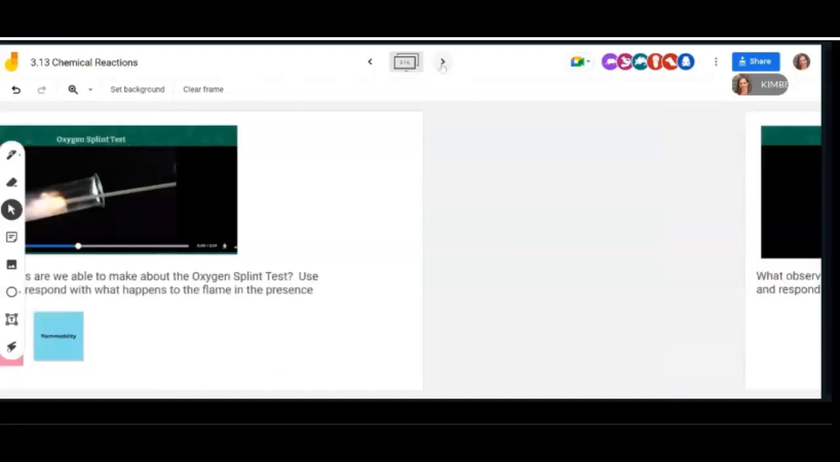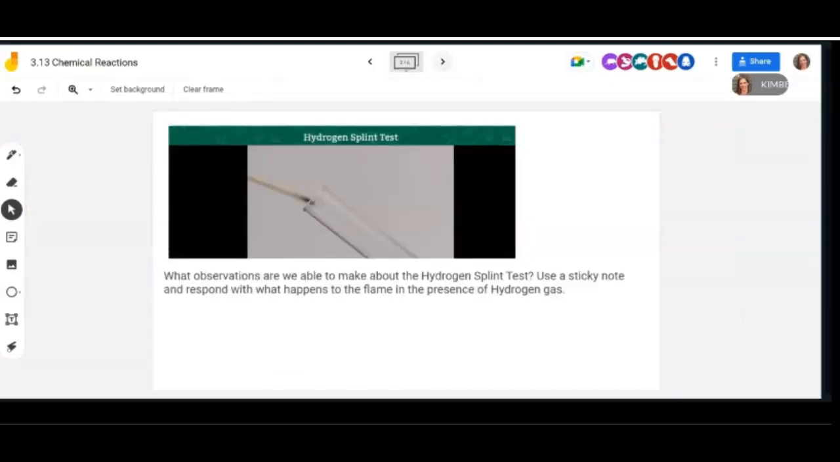All right, so going on to the next one, you have hydrogen. So there's hydrogen gas in the test tube. The match was lit, and when it got put into the test tube, it goes out and it made a weird little bleeping sound. So what happens to the flame in the presence of hydrogen gas?